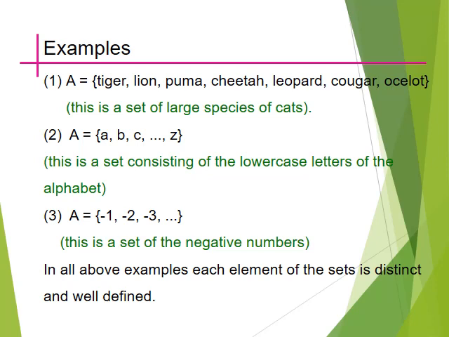Number 2, the set A contains a, b, c, d and up to z. This is the set consisting of the lowercase letters of the alphabet. 3. A is the set which contains -1, -2, -3 and so on, which are negative numbers or negative integers. So this is the set of negative integers. And in these examples we can observe that all sets contain elements which are distinct and well defined.